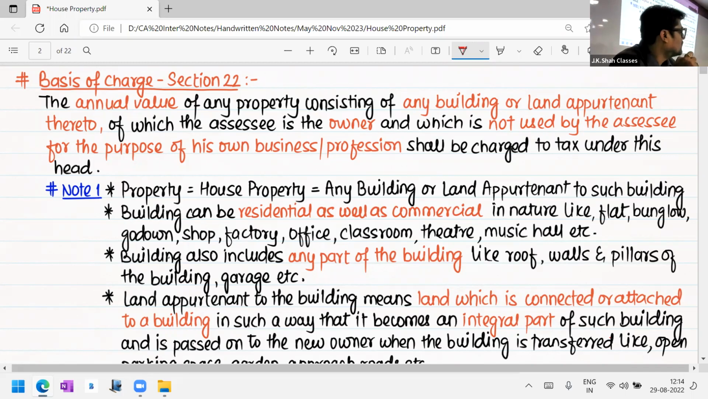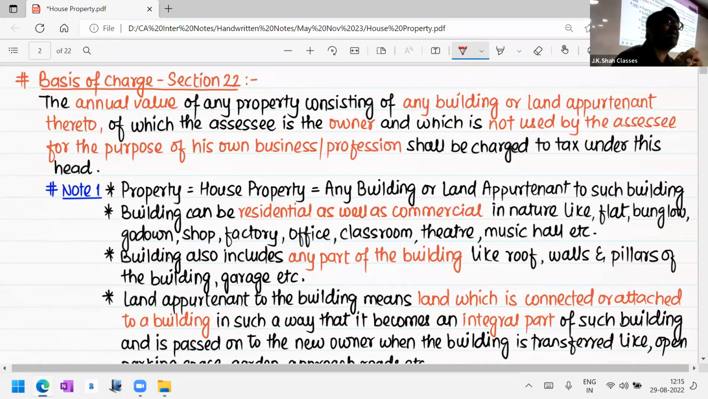What I have let out? Open plot of land, vacant land. Is it a building? Is it land appurtenant to building? Is it a part of building? It is not a house property only. And if it is not a house property, how can the rent from this property get taxed under this head? Still I am getting this income, no? This income cannot be taxed here, but it can be taxed under the head IFOS or PGBP as the case may be.